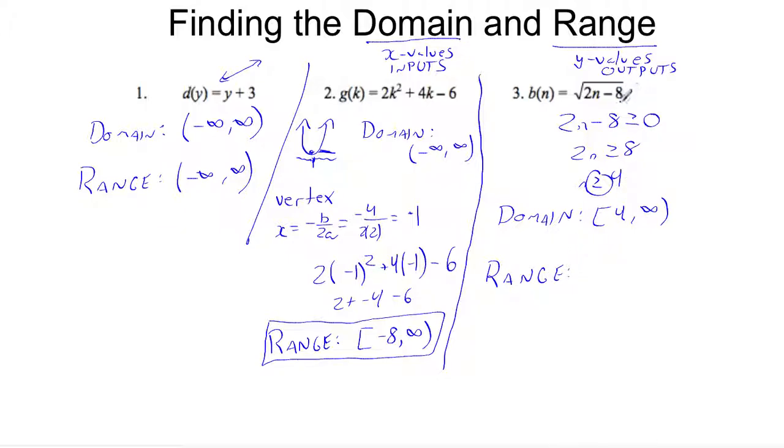Now here, if I plug in 4, which is the smallest value in my domain, I get 0. So that's going to be the smallest value in my range. And that's going to go on forever, right? Again, because if I plug in 1,000,000, I'm going to get the square root of 2,000,000 minus 8. That's a lot bigger than 0. I'm never going to take the square root of this and get anything less than 0. So that's why my range starts at 0.